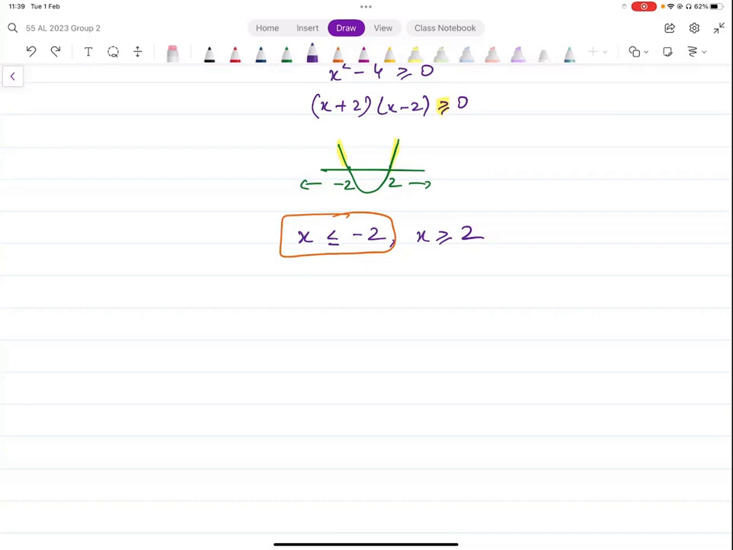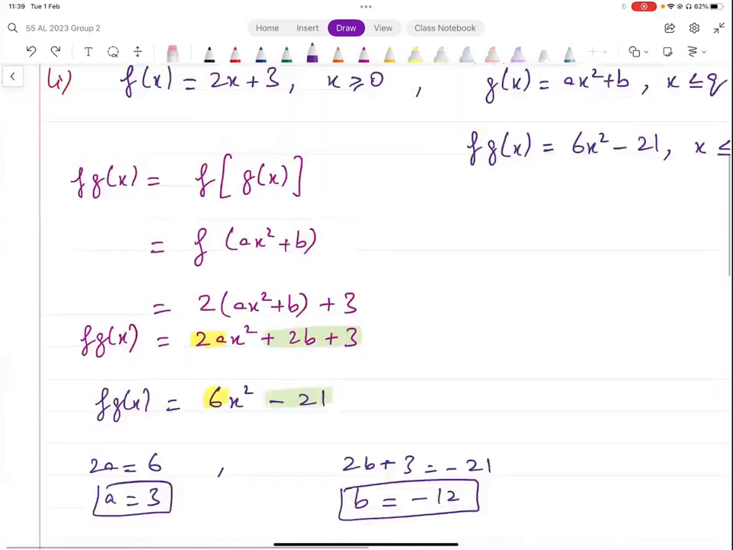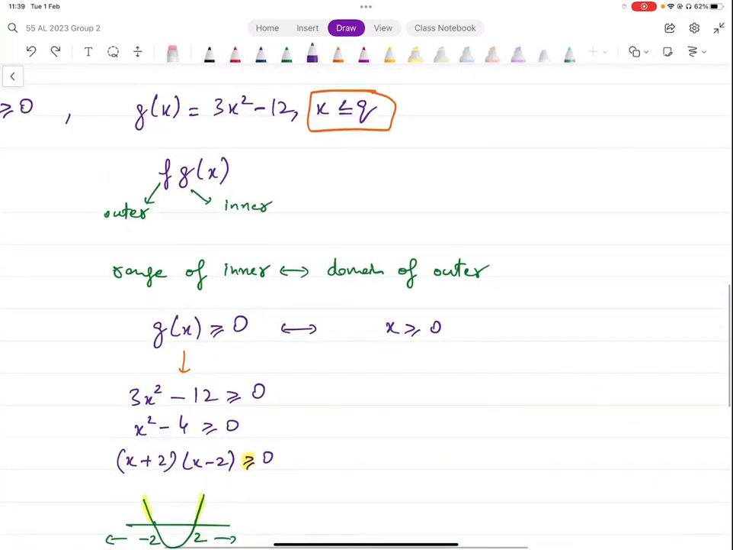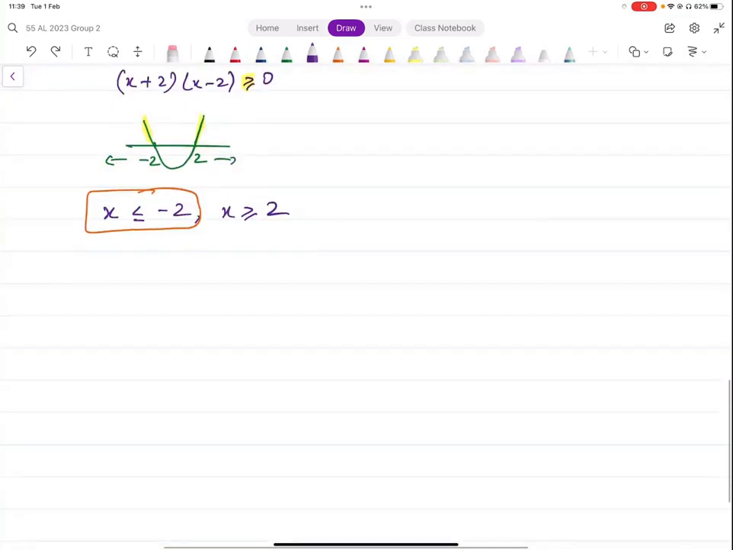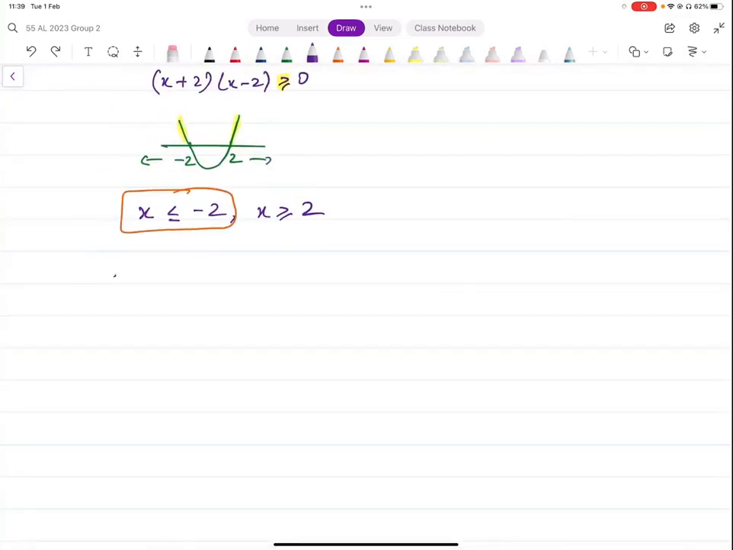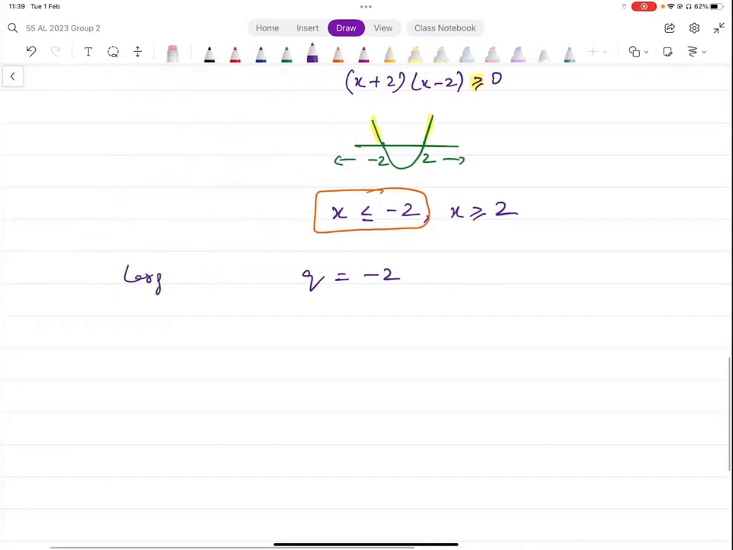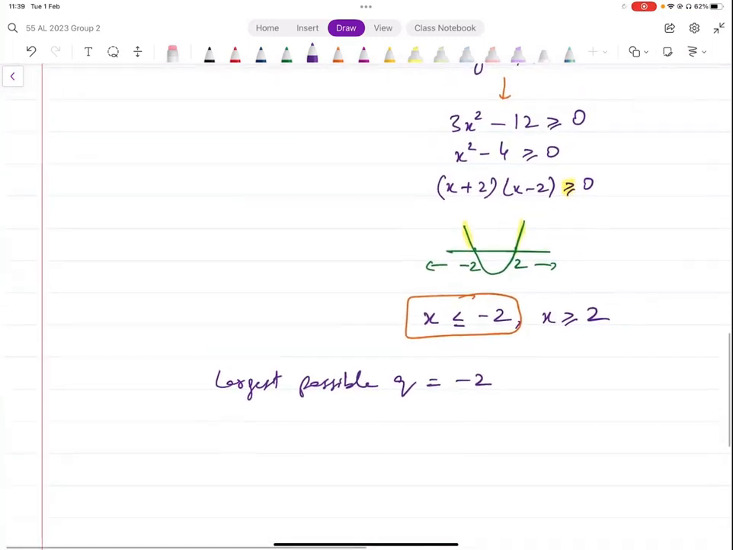So domain क्या हो सकती है आपके पास? It can be x less than or equal to minus 2. What were we asked about? Find the greatest possible value of q. Q की largest possible value क्या हो सकती है यहाँ पे? It's minus 2. Largest possible value of q, that is minus 2.